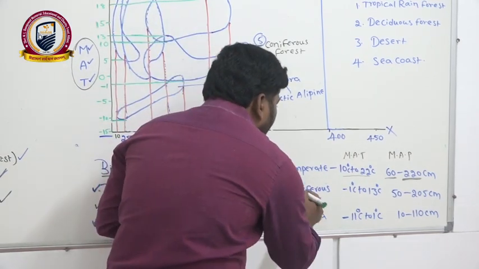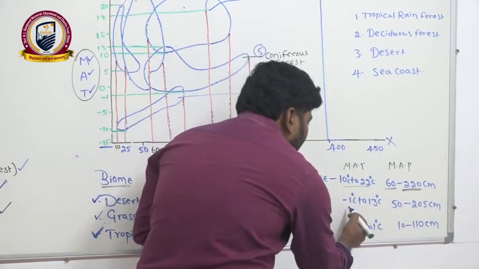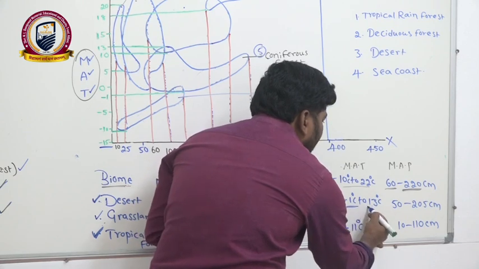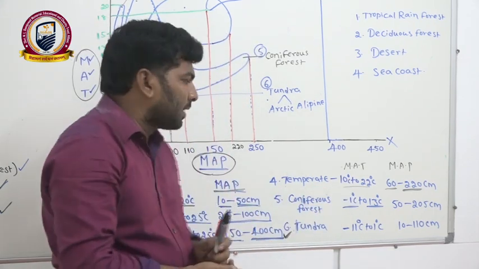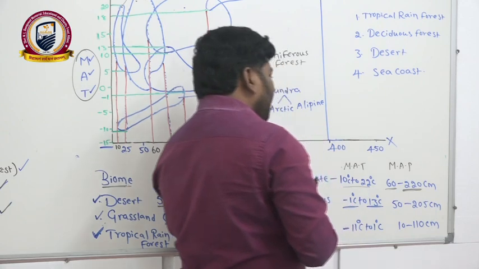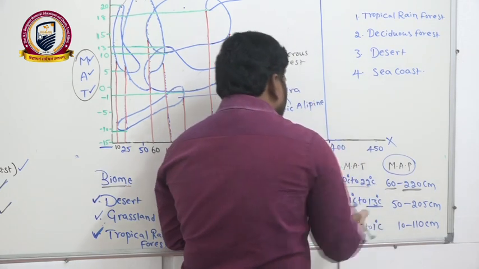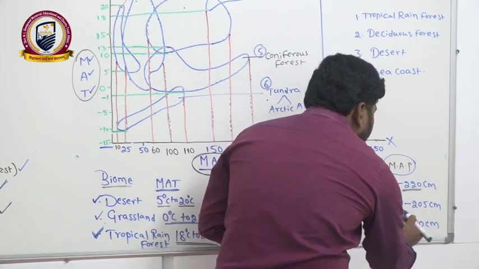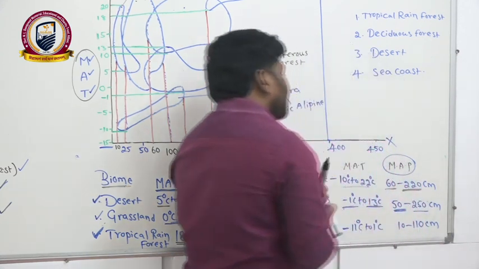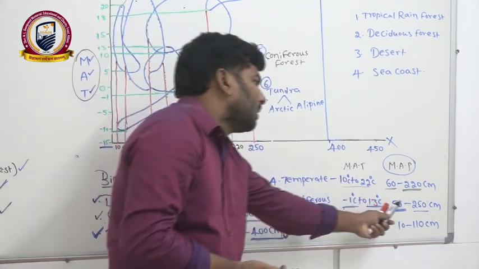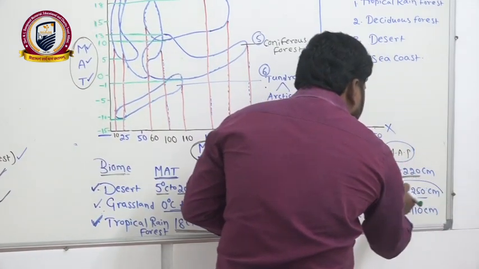And next one, fifth one, coniferous forest biome. Coniferous forest biome, mean annual temperature is minus 1 degrees centigrade to 13 degrees centigrade. Okay, now this is about the mean annual temperature of coniferous biome. Along with this, mean annual precipitation of the coniferous biome is 50 centimeters starting and finally 250 centimeters rainfall. Okay, this is also they asked in the NEET.